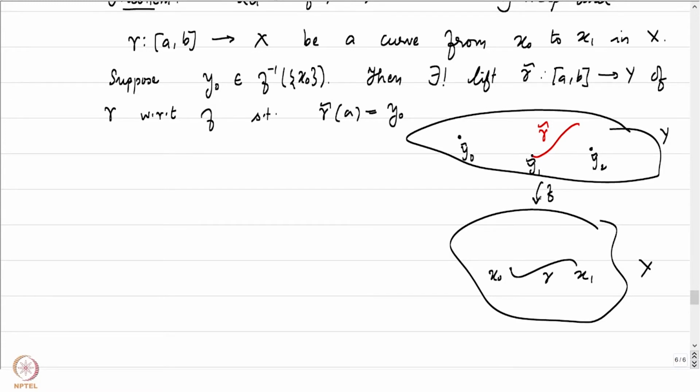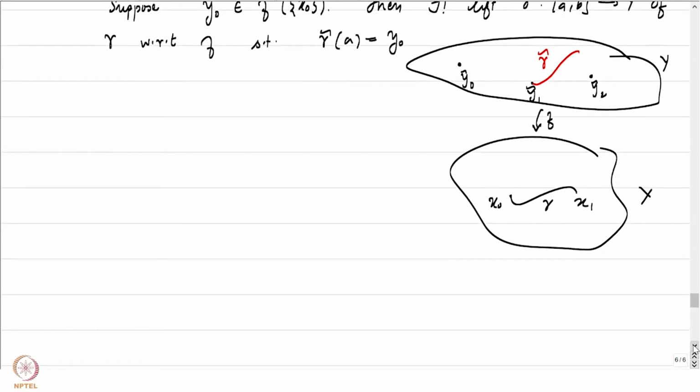Now, if we had changed the starting point to y0 tilde, the curve would have been different. It would have started with y0 tilde, but nevertheless, we still have a lift. So, for every such point in the pre-image, we have a curve starting at that point. Okay, let's give a proof of this statement.